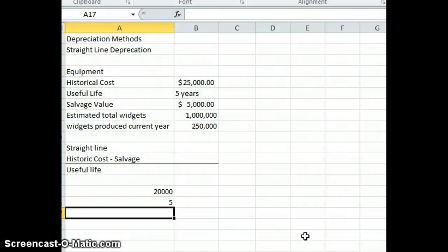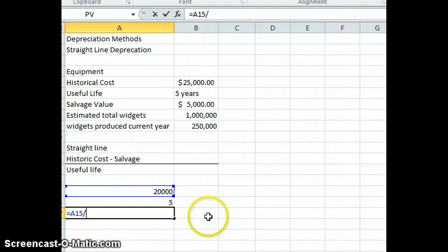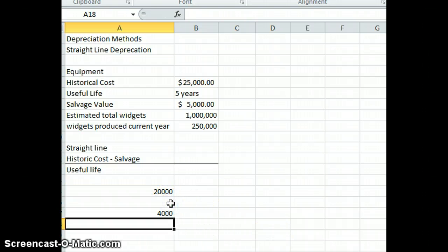They can make their own estimate or they can use the IRS tax classifications. However, for tax purposes, they must use the IRS tax classifications. For generally accepted accounting principles, they can use an estimate of whatever they choose. So now I'm going to divide my historical cost minus the salvage by the useful life, 5 years. And we're going to have depreciation of $4,000 per year.